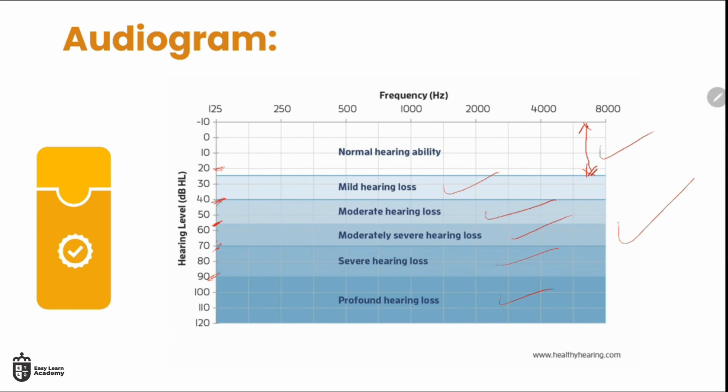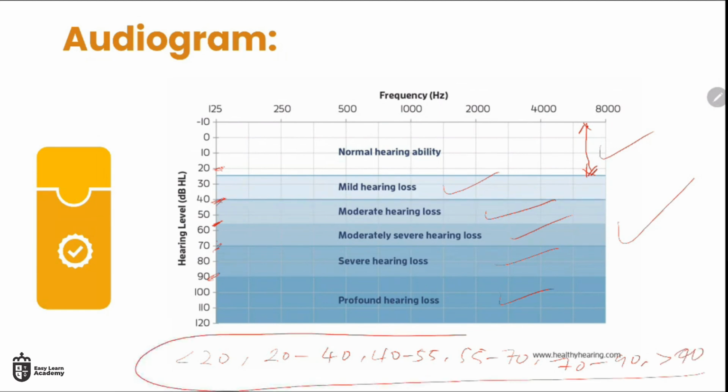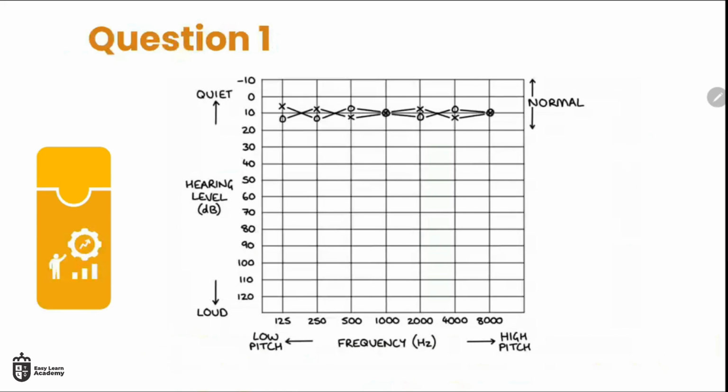So just for emphasis sake, it's less than 20, 20 to 40, 40 to 55, 55 to 70, 70 to 90, and greater than 90. Those are your numbers for severity. So they can ask it in any way. They can ask about the numbers, or they can provide you with the numbers and ask you what it means. So you should be able to interpret that in an exam.